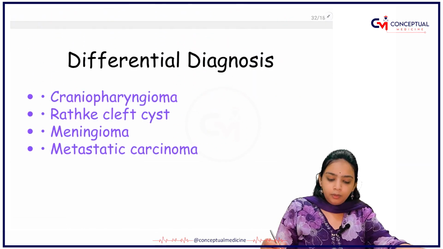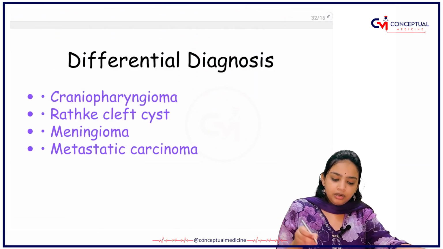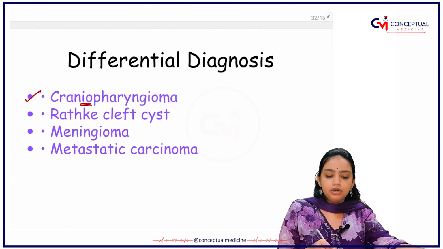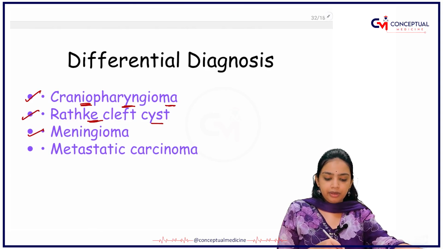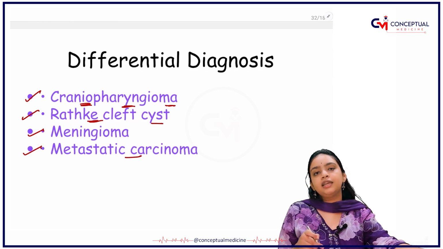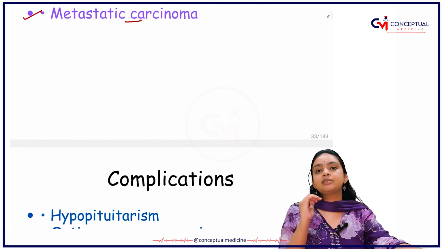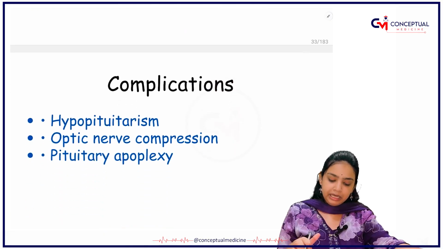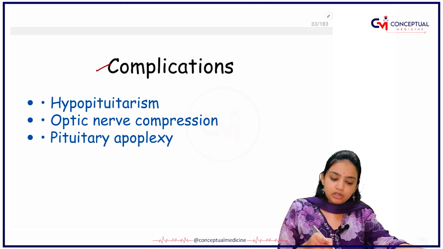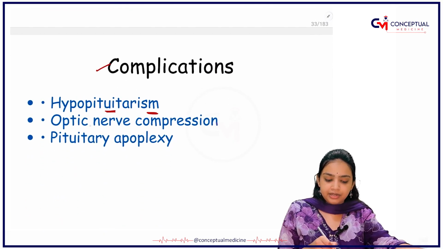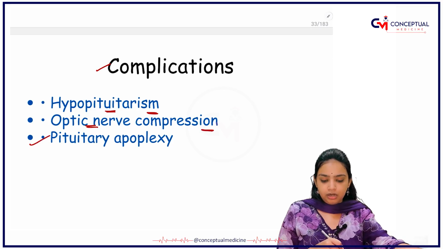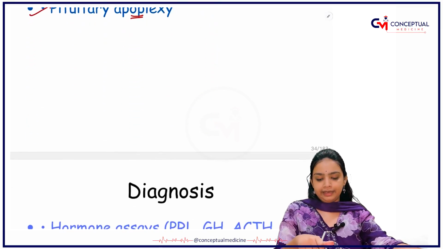Okay, what are the differential diagnoses? In the differential diagnosis, remember craniopharyngioma, then you have meningioma and metastatic carcinoma. These are basically the differential diagnoses which you will be writing in your exams. Complications will be hypopituitarism, optic nerve compression and pituitary apoplexy.